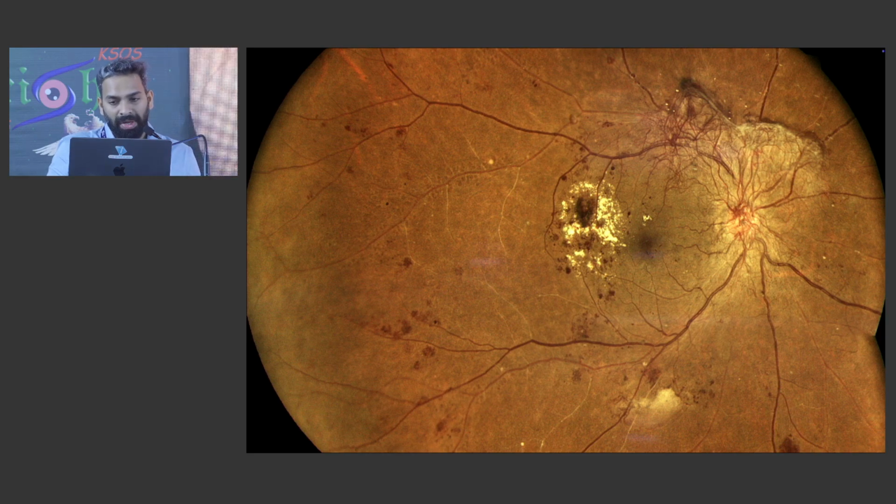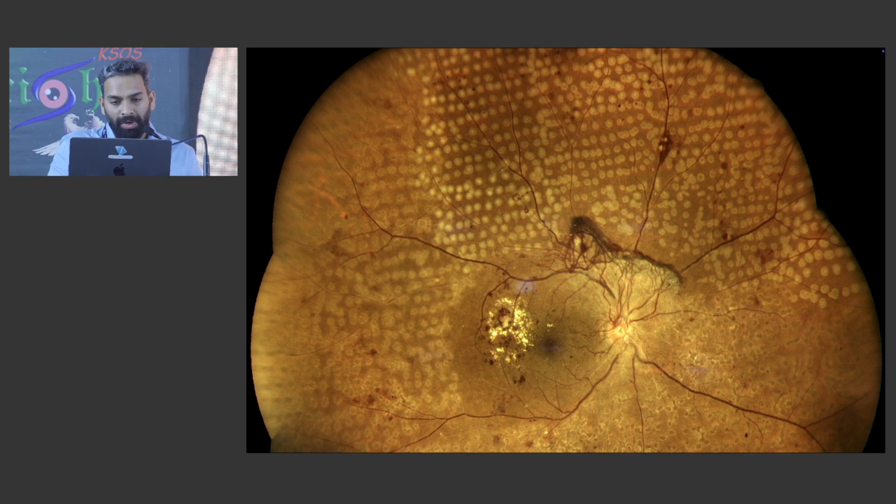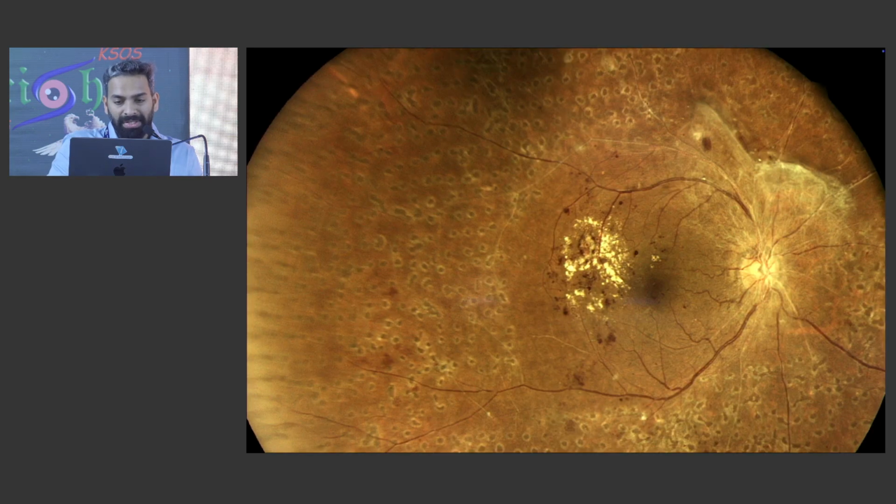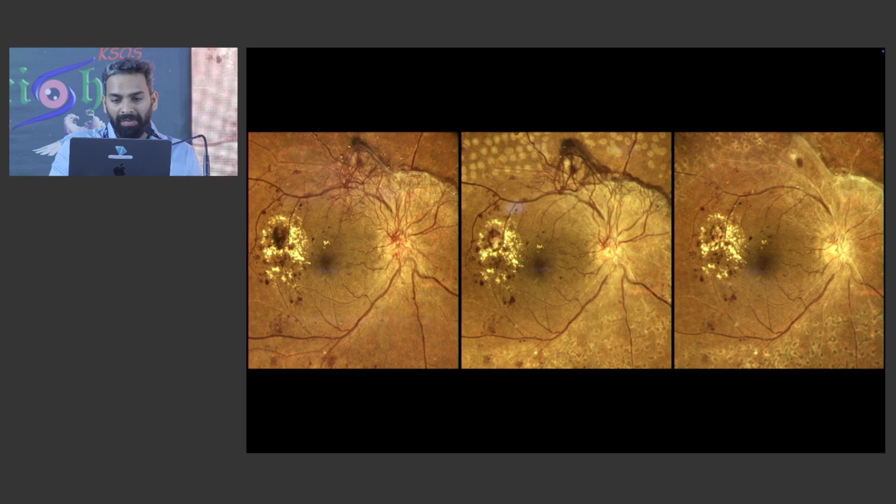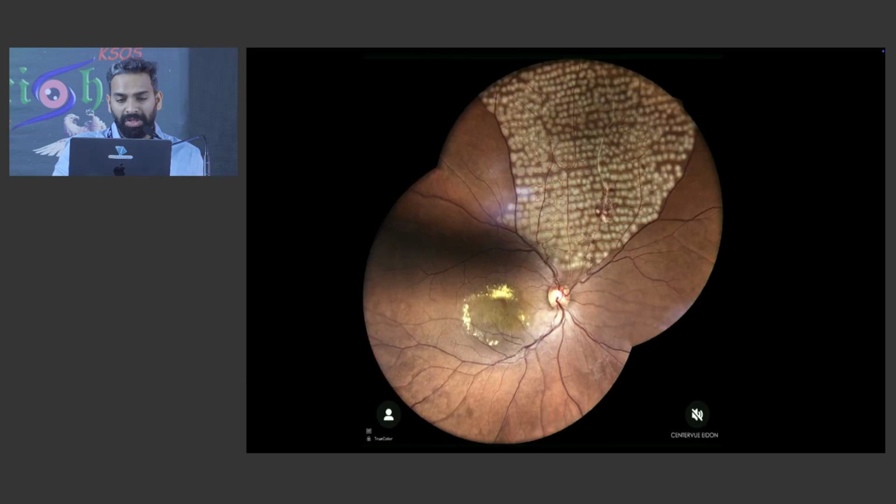This is a case of PDR where you can see a very bad NVD, which you have to treat with good lasers. You can see here the spot size and the interval should be good enough, and you can see complete regression of these NVDs. The NVD is reduced very significantly, and this is not the end. You need to keep reviewing these patients.